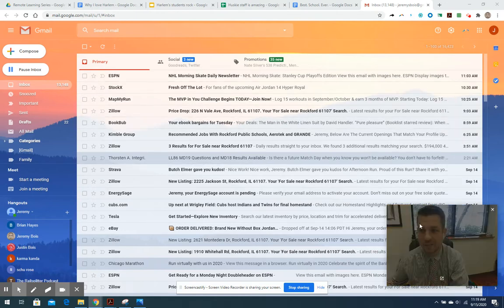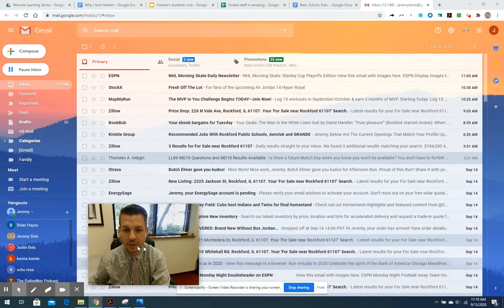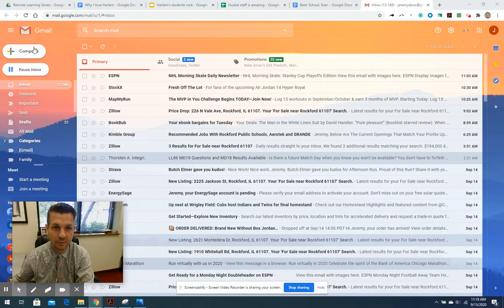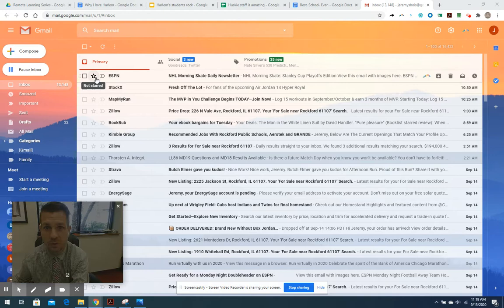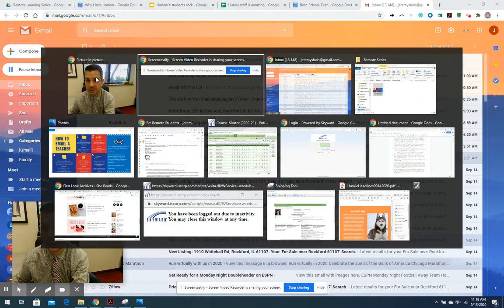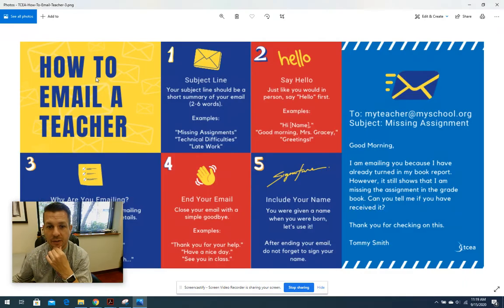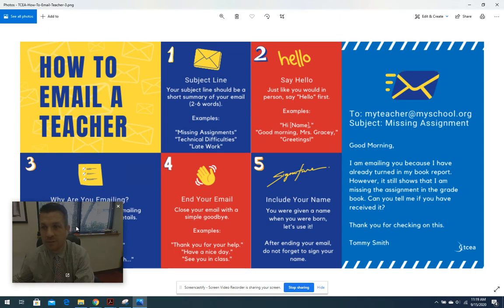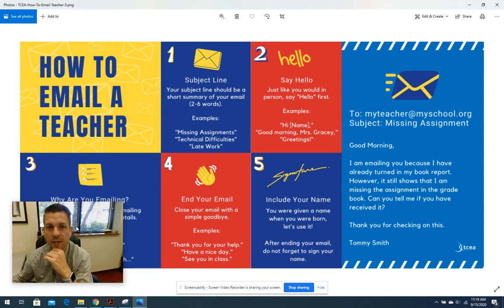But today we do want to talk about how to write an effective email. So I'm going to switch over to a graphic that I came across from the Texas Computer Education Association. So shout out to them for coming up with this example here about how to email a teacher.